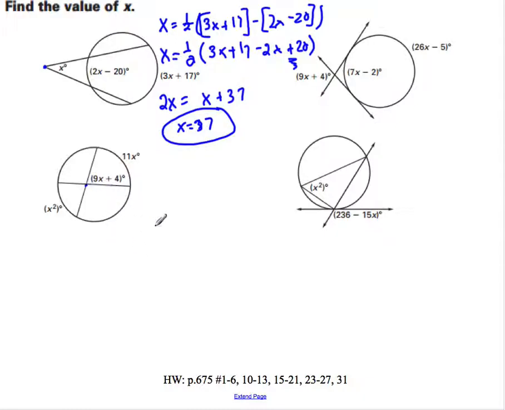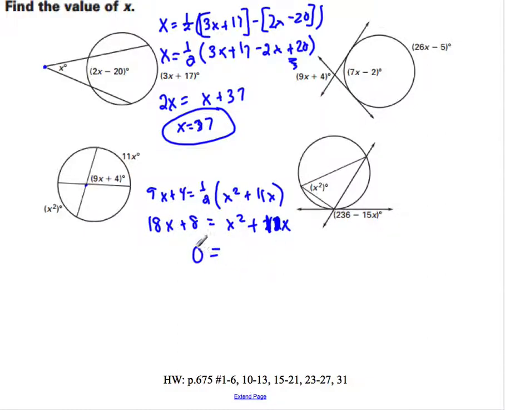We'll notice this is on the inside, so we'll say the angle is equal to 1/2 the big plus the small. It doesn't really matter which one's which, so we'll just say like this. I'll multiply both sides by 2 to get rid of the fraction, so that'd be 18x plus 8 equals x squared plus 11x. Sorry about that, that's supposed to be a 1. I'll then, since there's an x squared and an x in the equation, move everything to one side. So I'll say 0 equals x squared. When I subtract 18x, that would be negative 7x, then minus 8 on this side.